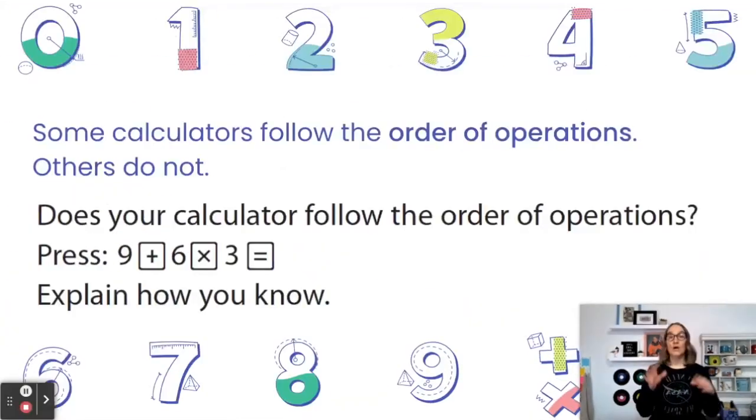So, how can you tell if your calculator follows the order of operations? Well, you're going to figure that out for me right now. Go and grab your calculator and then come right back. Okay, do you have your calculator? Good. Now, enter this into your calculator in this exact order. 9 plus 6 times 3 equals. Now, you should be able to tell from your answer if your calculator follows the order of operations. Try it out right now and answer the next 2 questions in the Edpuzzle.